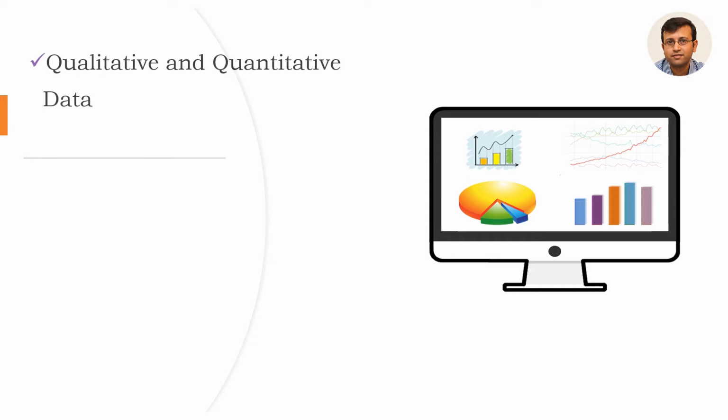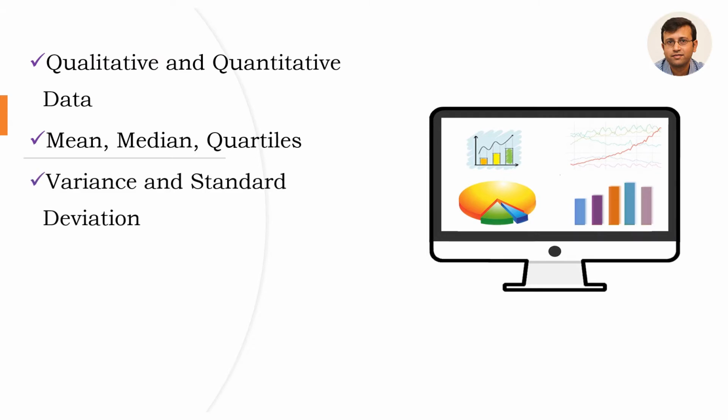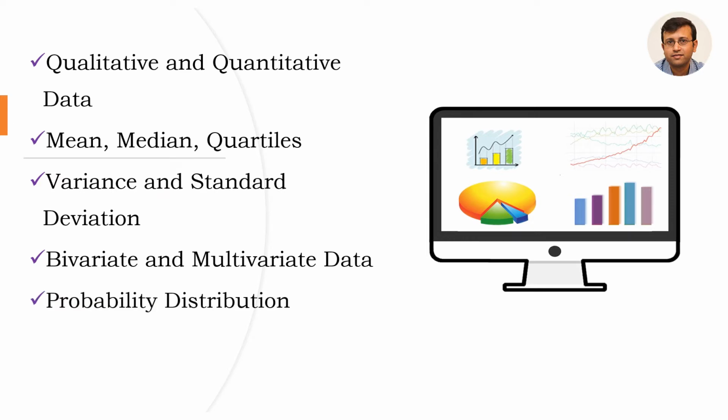programming features. In this course, we will learn about qualitative and quantitative data. Moving forward, you will acquire knowledge about mean, median, quartiles, variance, and standard deviation, and where these descriptive statistics concepts are applied. Eventually, we will look at bivariate and multivariate data, as well as probability distribution and hypothesis testing, which are some of the most important topics in inferential statistics. Each of these sections includes a screencast of hands-on application and implementation.